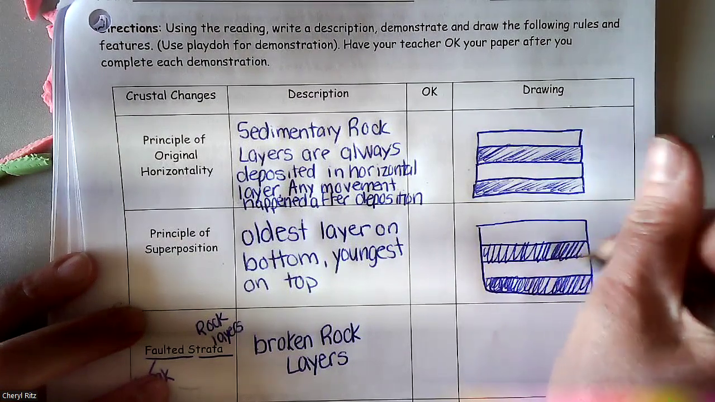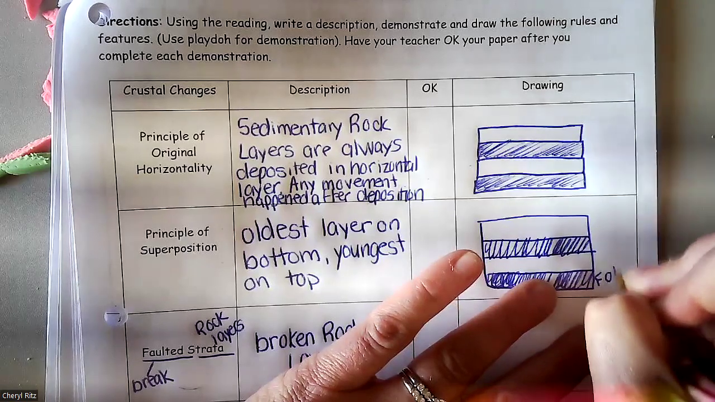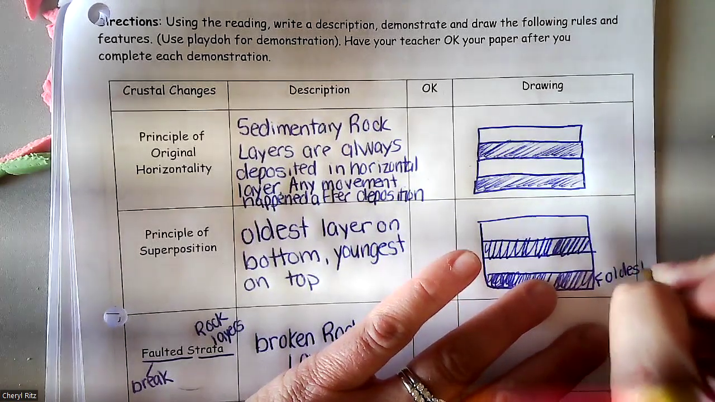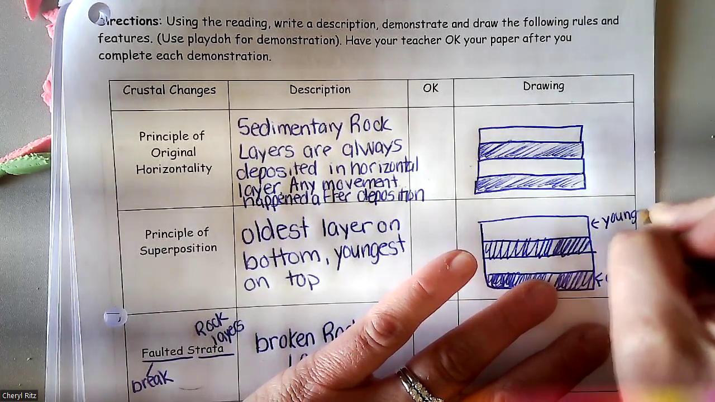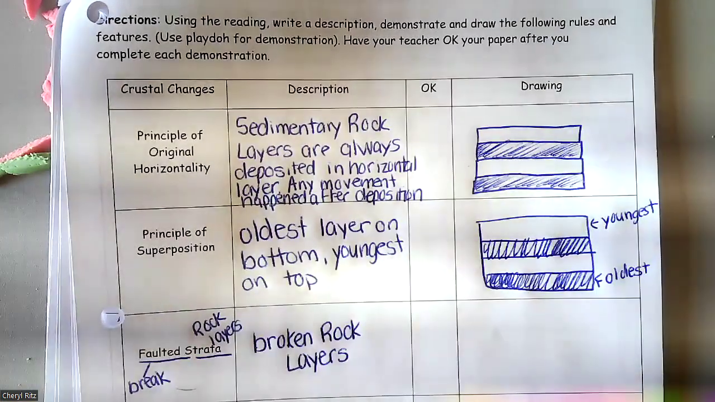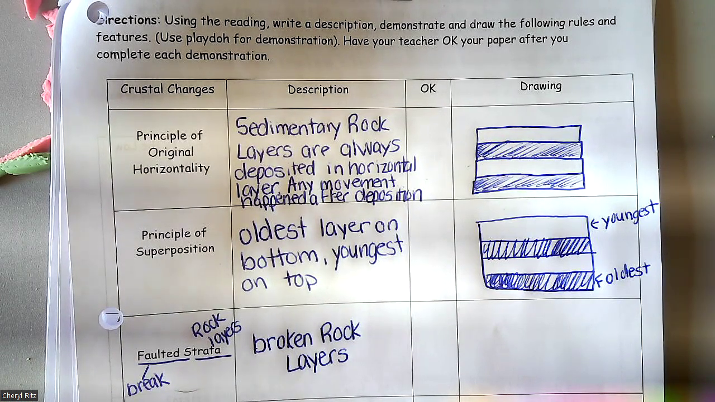And what do we need to do to our drawing? We just need to add a label. I'm going to add a label telling me this is the oldest. And this is the youngest. Hey, and now can I specifically tell you, do not dismantle your strata. Don't dismantle it. Just do it.